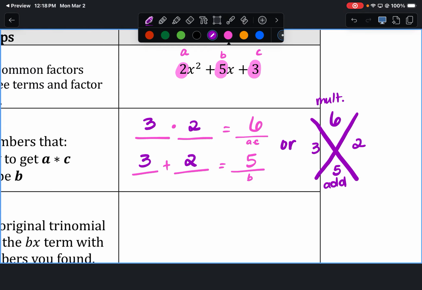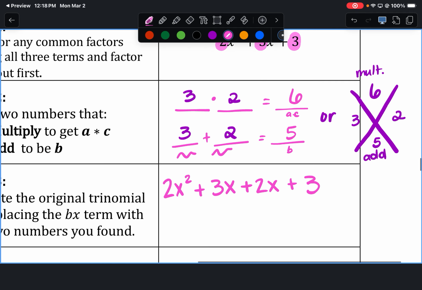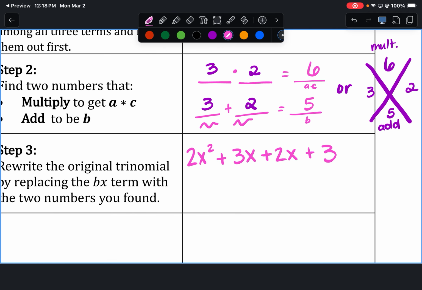That's why we can do that. So we're going to rewrite this whole equation. We're going to keep our A term the same, so 2x squared. But instead of the B term, I'm going to use these. So I'm going to do 3x plus 2x plus 3. Now, that gives us a 4-term polynomial that we can factor, okay?